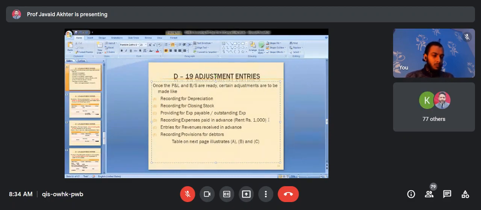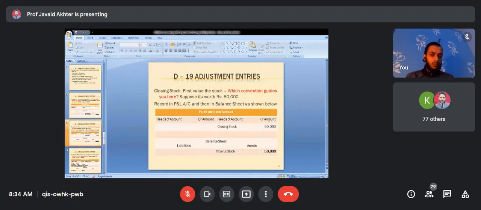In the profit and loss account, you will write rent 1 lakh minus rent paid in advance 10,000, and in the outer column which you use for totaling, you will show 90,000. It will be just opposite to what appears here.